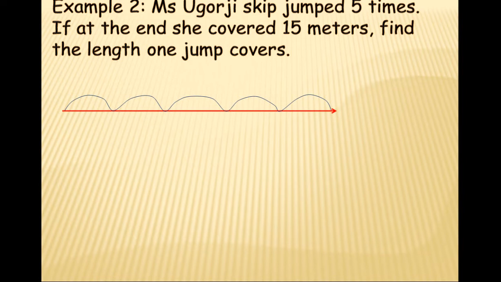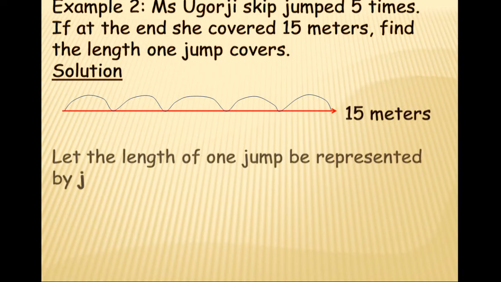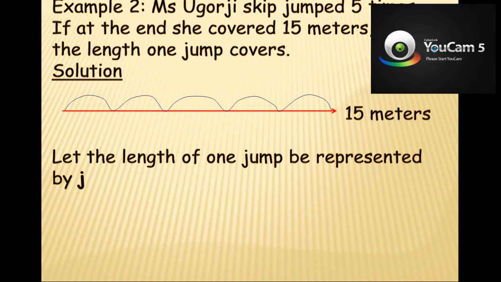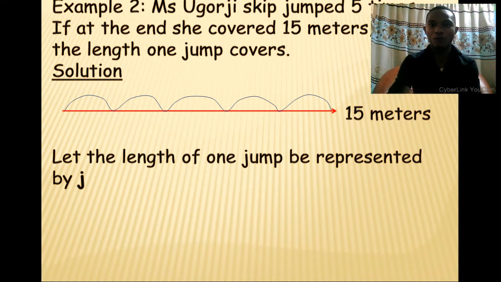Now we have 15 meters covered. Then let the length of one jump be represented by J. Then we have the jumps 1, 2, 3, 4, 5. Then what would be one jump? Let's say one jump is J. Then we have 5 times J is equal to 15.